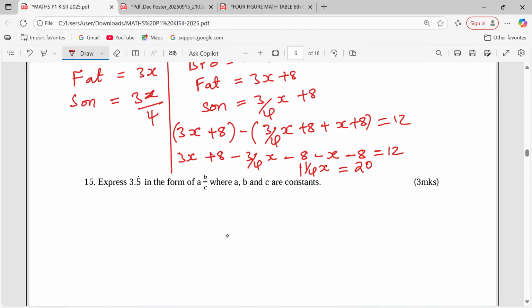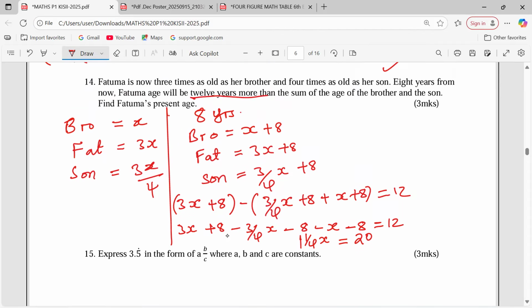So what will be the value of x at this point? The value of x shall be, we divide 20 by 1.25. This is going to give us exactly 16. So x is 16 years. Remember, that's the age of the brother to Fatuma. What about Fatuma herself?